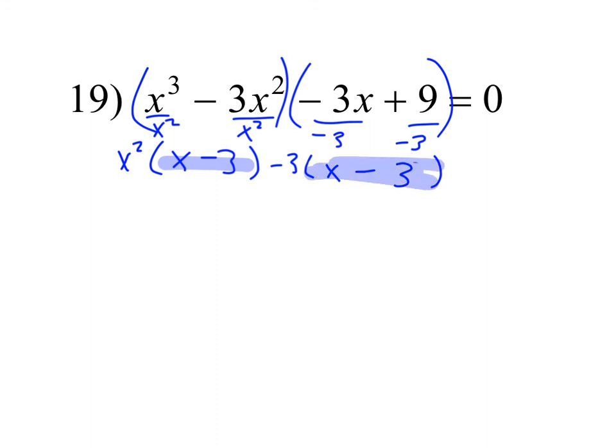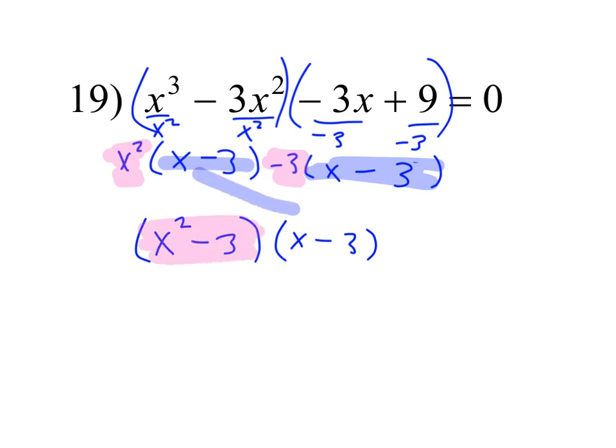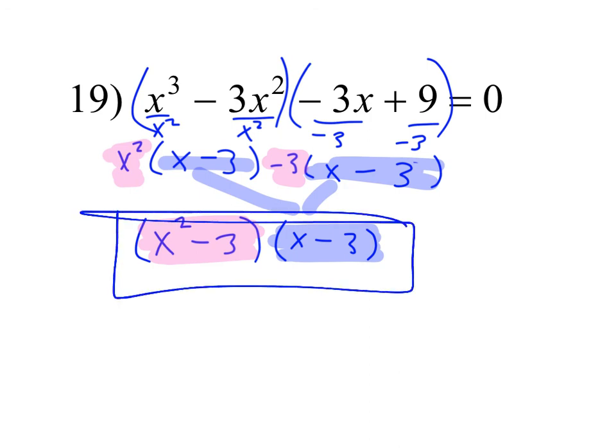So how would we write our answer? Awesome. X squared minus 3, then x minus 3. So whatever you took out on the outside, the x squared and the minus 3, goes in the first parentheses, and then whatever is in common between these two goes in the second parentheses. That's your answer. Any questions here?